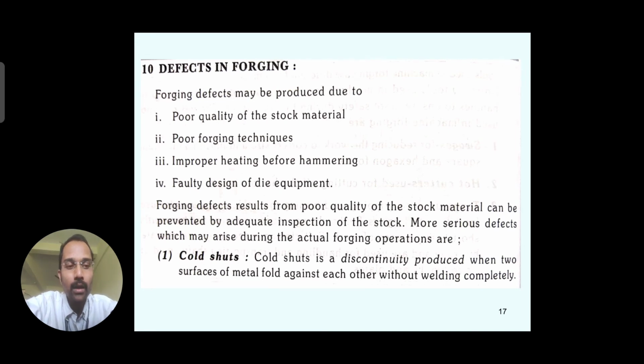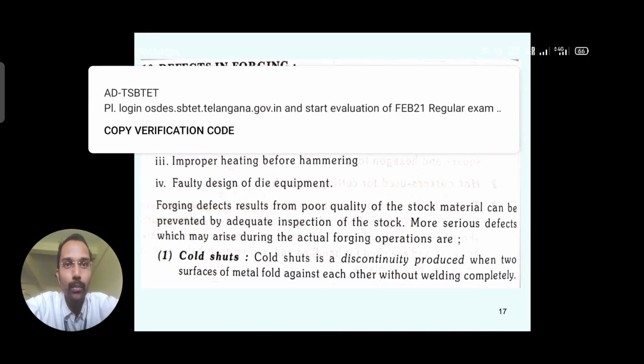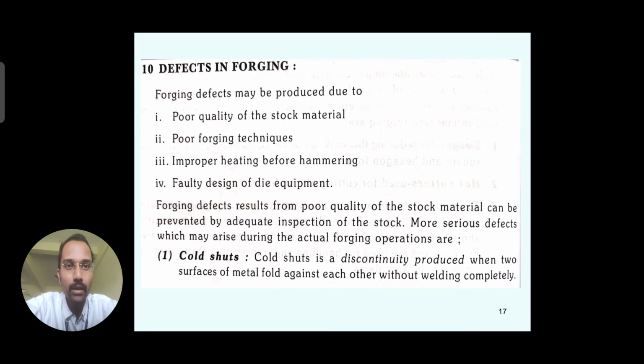And similarly, we have to know the metal property, like at what particular point the metal will melt. What is the melting point of that particular metal? Below that point it has to be heated, so proper heating should be done, right? Then only we go for the next hammering operation. So improper heating before hammering is one of the reasons why defects arise in the forging process.